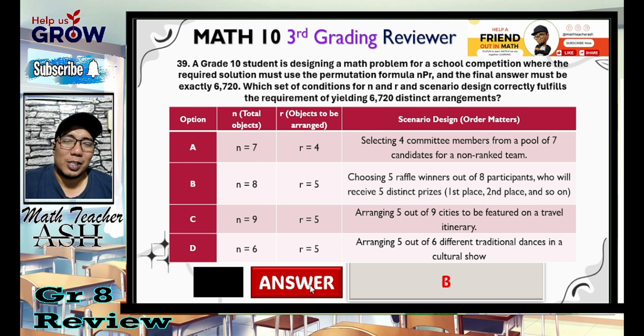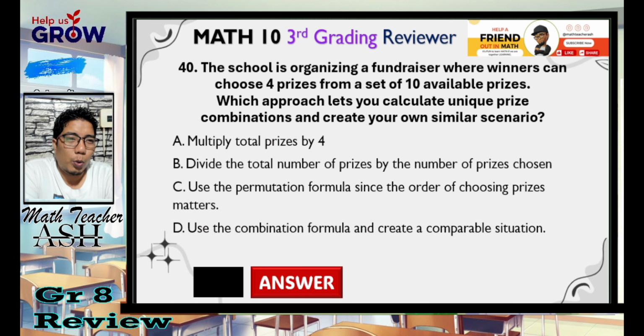Alright, my dear math learners, I hope you got that one. Of course, you can also verify your answers by the use of pen and paper or calculator. Okay, so now let us go to question number 40. The school is organizing a fundraiser where winners can choose 4 prizes from a set of 10 available prizes. Which approach lets you calculate unique prize combinations and create your own similar scenario?